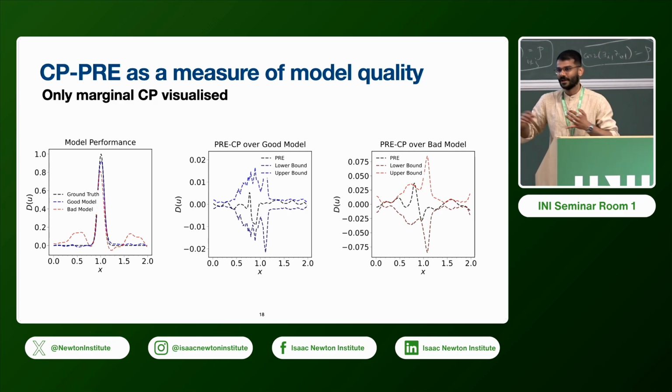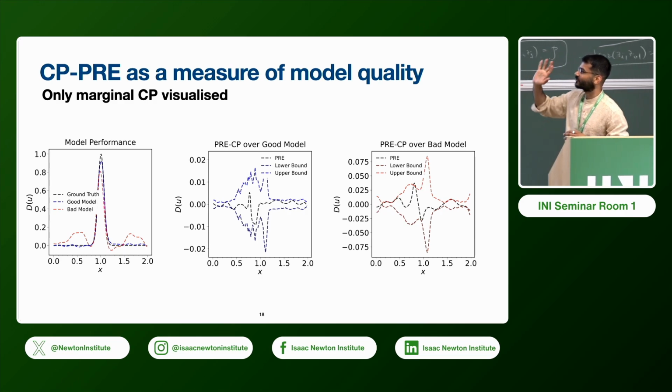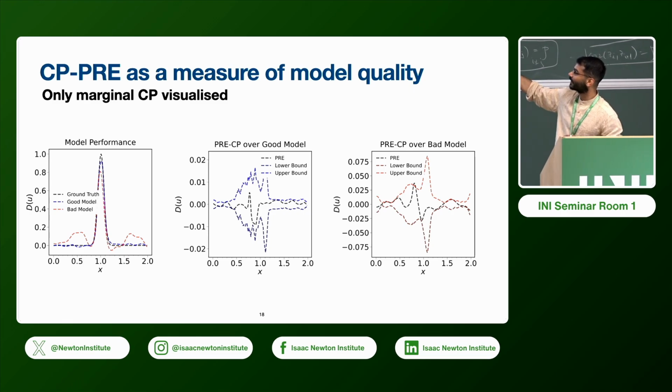So it's just trained with not sufficient data, maybe not a good choice of hyperparameters, whatever reasons it might be. It's just a terribly bad model. But when we take our PRE-CP framework over it, the quality of the error bars sort of indicate the quality of the model as well.